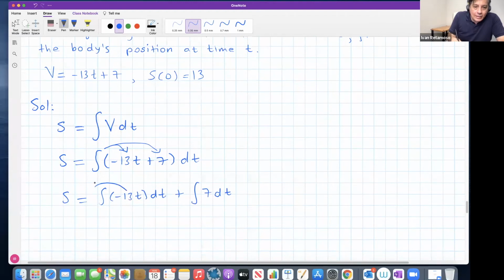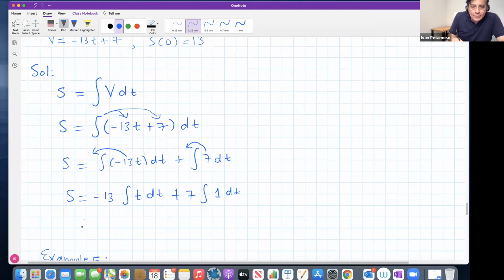Now, the constant negative 13 comes out. I focus on taking the antiderivative of this part. For this one, same idea: the constant 7 comes out, and I focus on taking the antiderivative of 1, the constant function 1. So s should be equal to minus 13 times this antiderivative, knowing that the exponent is 1 here, which is t squared over 2, plus 7 times the antiderivative of the constant function 1, which is just the identity function, t. And remember, plus a constant.